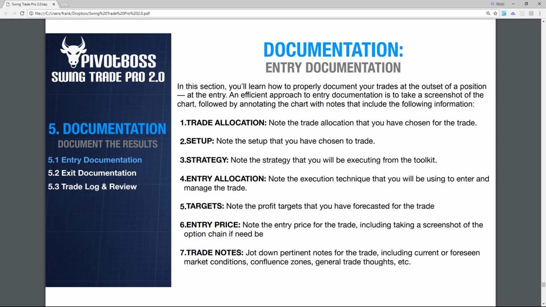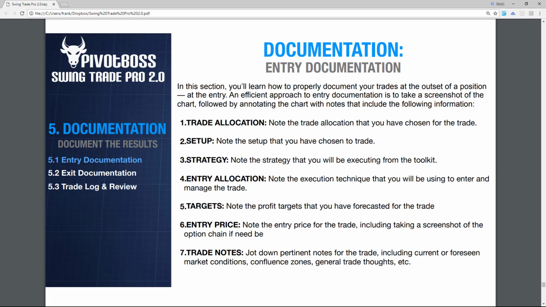Targets, note the profit targets that you have forecasted for the trade. Again, it's good to understand ahead of time where you believe price will likely go, and then you note that down for your reference for later. Entry price, note the entry price for the trade, including taking a screenshot of the option chain if you need be, or whatever other materials you need to capture. Trade notes. Number 7, just jot down any pertinent notes for the trade, including current or foreseen market conditions, any confluence zones or general trade thoughts, etc.